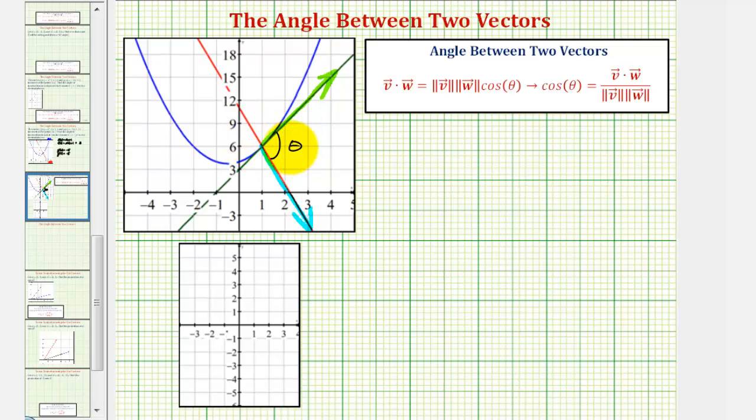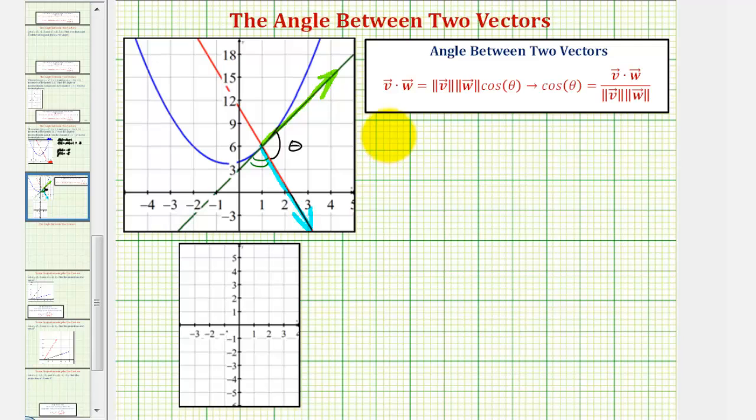But notice how this angle theta would be an obtuse angle of intersection. So if our directions did say find the acute angle of intersection, we'd actually have to find this angle here, which should be pi radians minus theta.